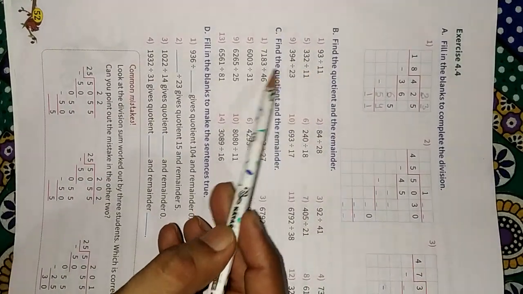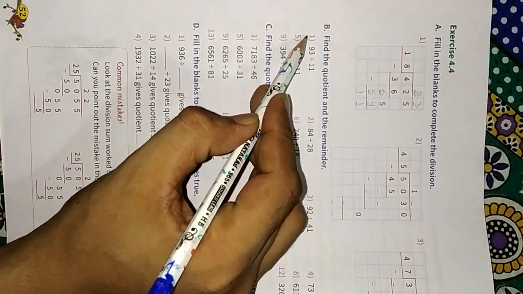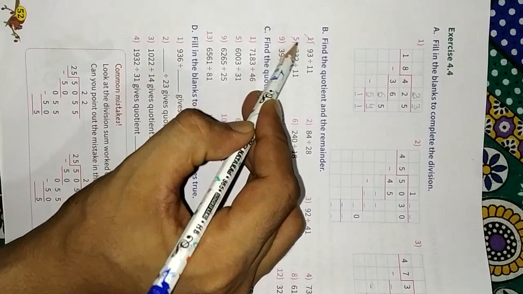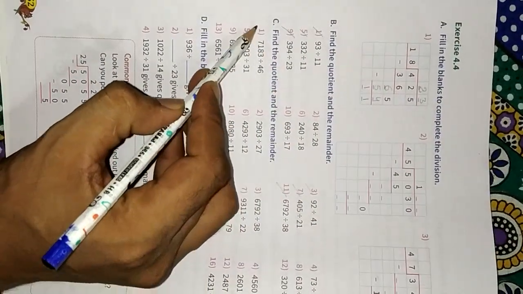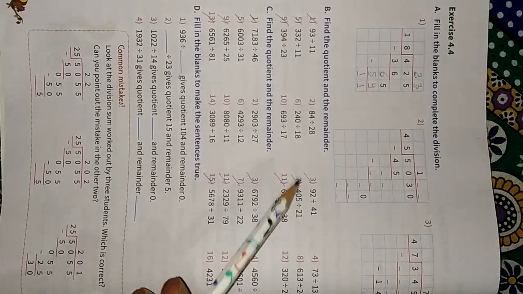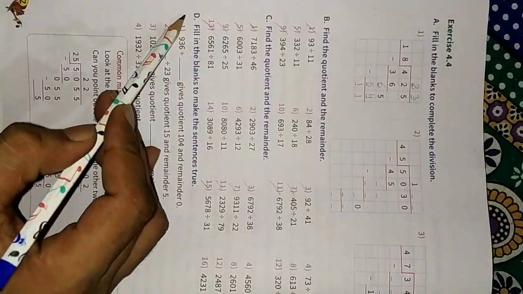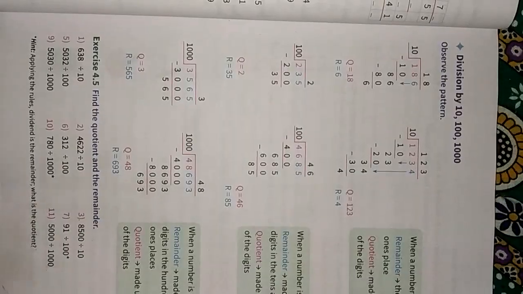Now for part B and C, you don't need to do all questions. Just do the odd questions: 1, 5, 9, 13, 3, 7, 11 and 15. Okay, there are too many questions, so we will do only half of them. Now skip the D part.